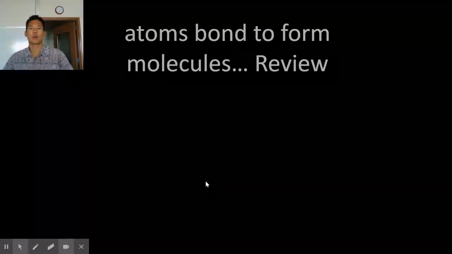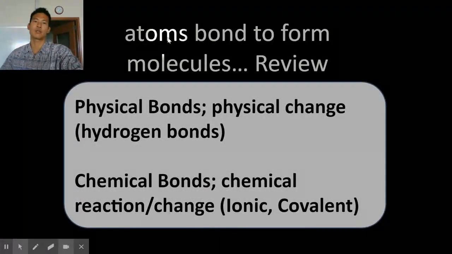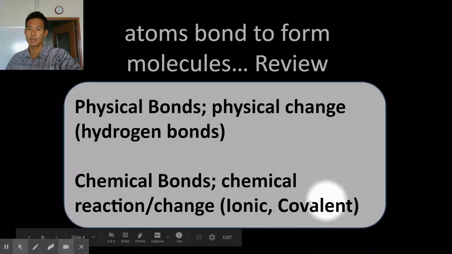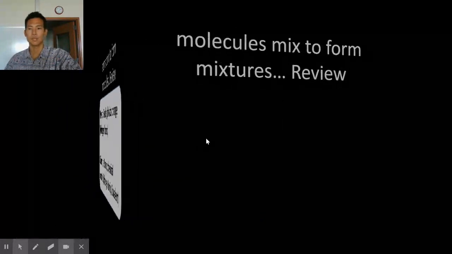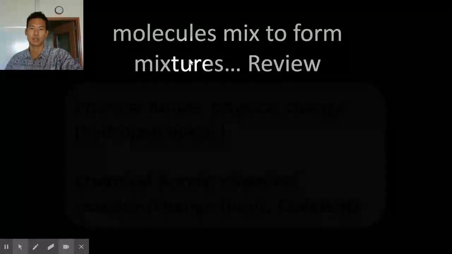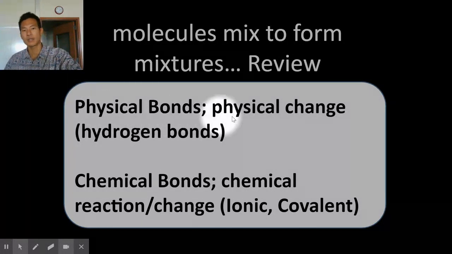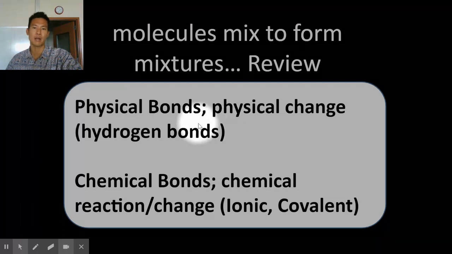Okay, atoms bond to form molecules. Different elements will bond to form molecules, and for this to occur, a chemical change has to occur. Therefore, a chemical bond will be formed or broken in a chemical change. Next, molecules may mix to form mixtures. Once they mix, physical bonds may have formed. If the object is stuck together, physical bonds have formed.